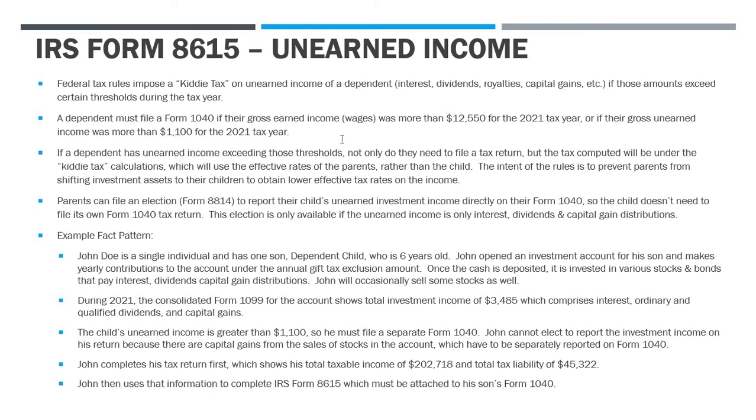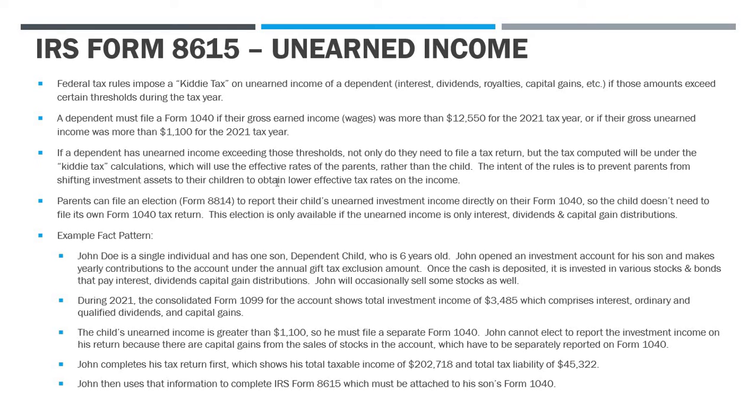income versus wages. So if you're a dependent, let's say you're 16 and you're working a summer job at a restaurant, you make $8,000. The filing threshold you're going to be using is this greater one here, right? Is your gross earned income, your wages, more than $12,550? You're not going to use the $1,100 number unless you have a substantial amount of gross unearned income, which is the subject of this video.